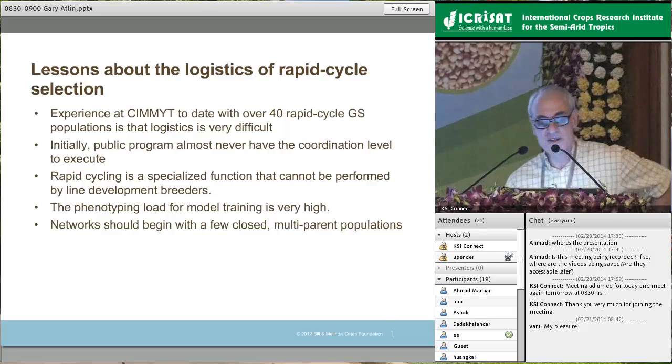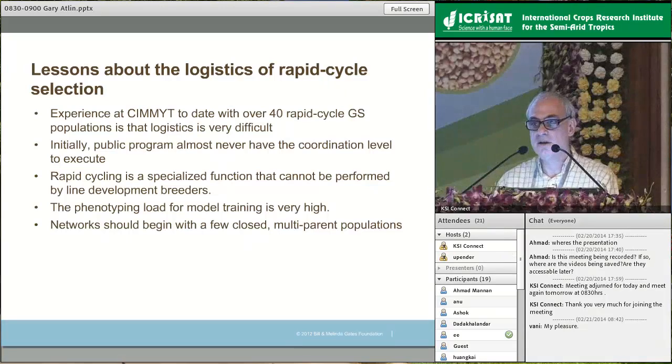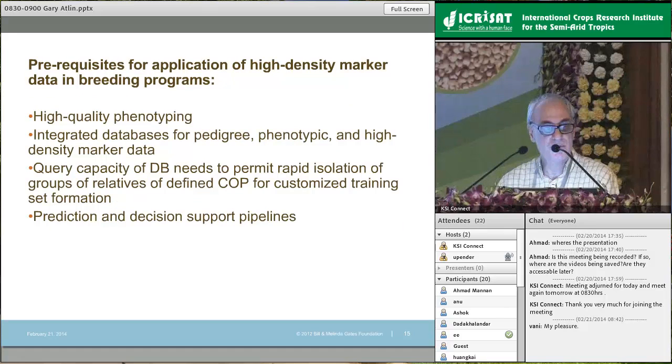And the prerequisites for using this type of information and this type of application are really high quality phenotyping, as everyone knows, and integrated databases for pedigree, phenotypic and marker data. The query capacity of the database needs to permit rapid isolation of groups of relatives with a defined coefficient of parentage, and very good prediction and decision support pipelines, but the database is really more important at this point than the pipeline.